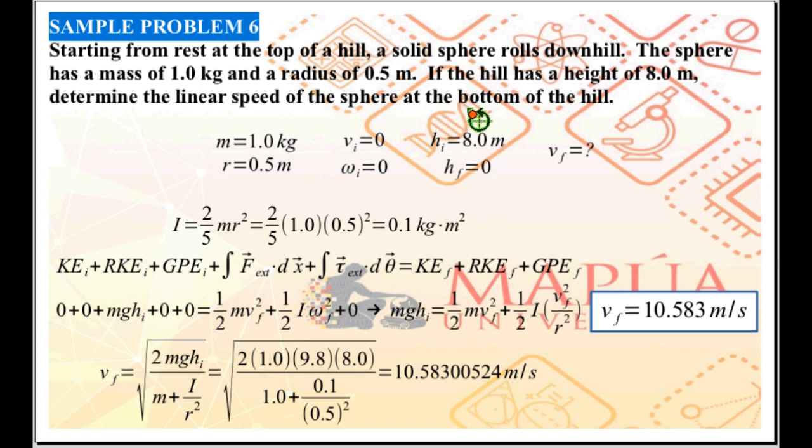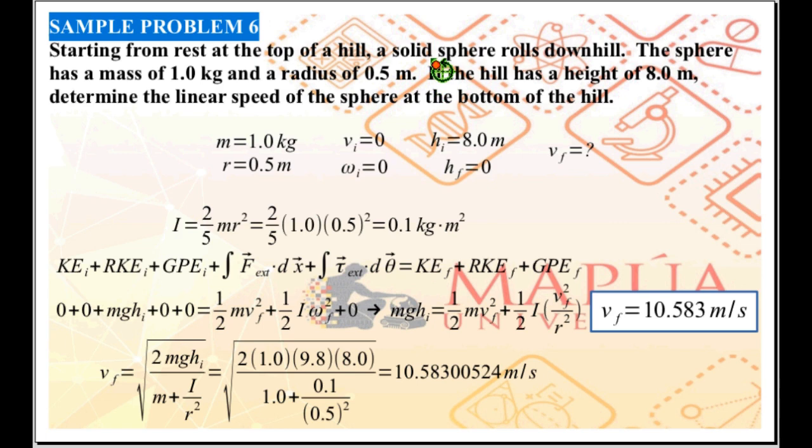The bottom of the hill is the final case. So the final speed happens at the bottom of the hill. That's what we are looking for: the linear speed of the sphere at the bottom of the hill, that's the final speed. Now the sphere is rolling. Whenever an object rolls, the axis of rotation passes through the center of the object.